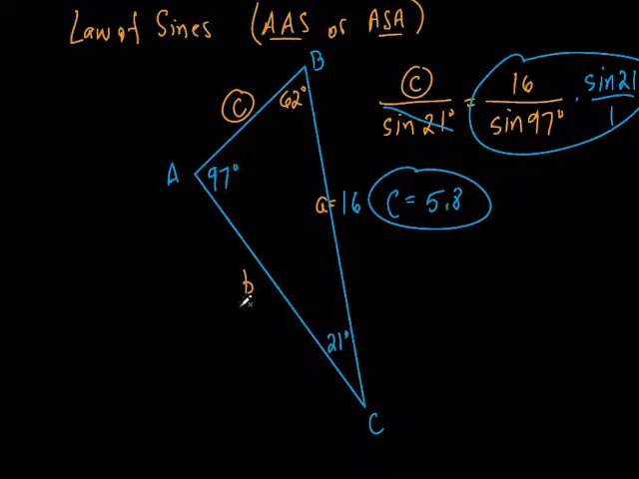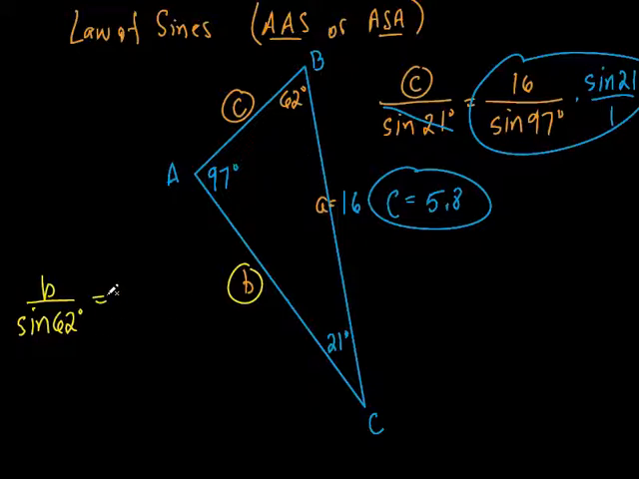Let's do the same thing with B. You think I can do the same thing? Let's go different colors this time. I want to solve for B now, don't I? So how am I going to set that up? I'm going to put B over the sine of angle B. What's angle B? 62 degrees, right? I found that earlier. Remember that when I subtracted them from 180?